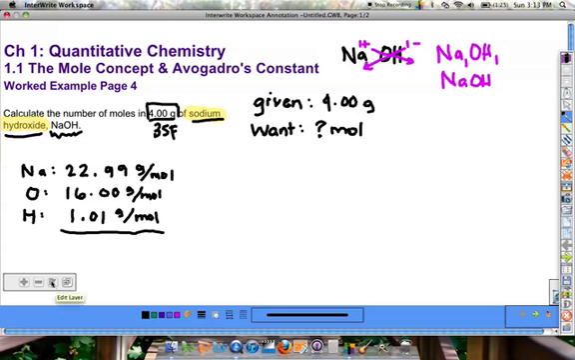When we add that all together, we get 40 but we want to make sure that we have the correct number of sig figs. If you remember, when we do sig figs in addition, we keep the same number of sig figs after the decimal as the number with the lowest number of decimals. Each of these has 2, which makes it really easy for us. It's 40.00 grams per mole.